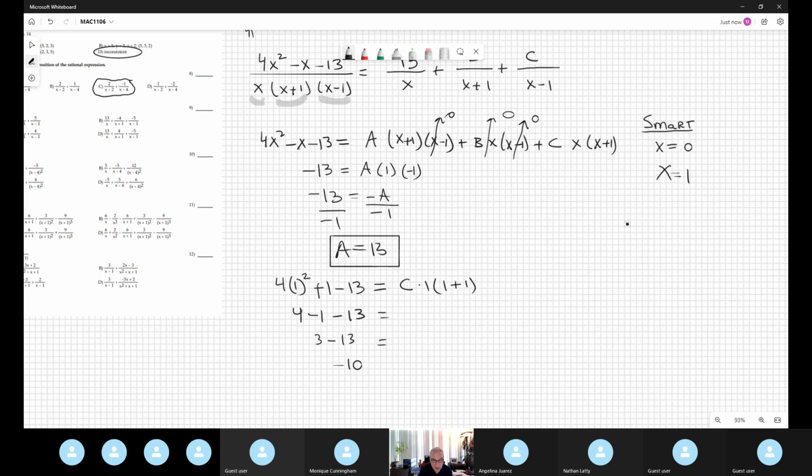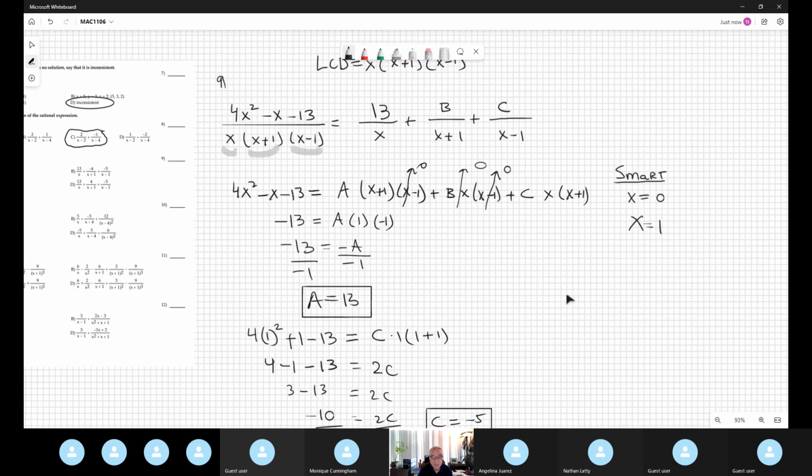And on the right-hand side we have 2C, because 1 times 2 is 2. 2C. Therefore, C alone, divided by 2, is negative 5. Okay, so at least I know that that guy is negative 5. And what about B? I need to find B.